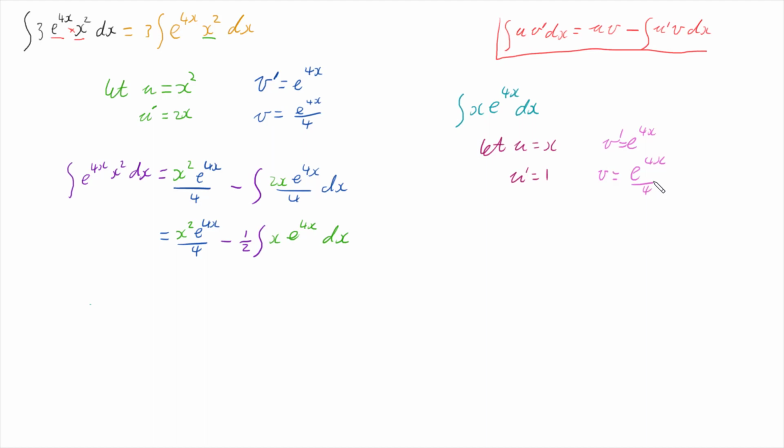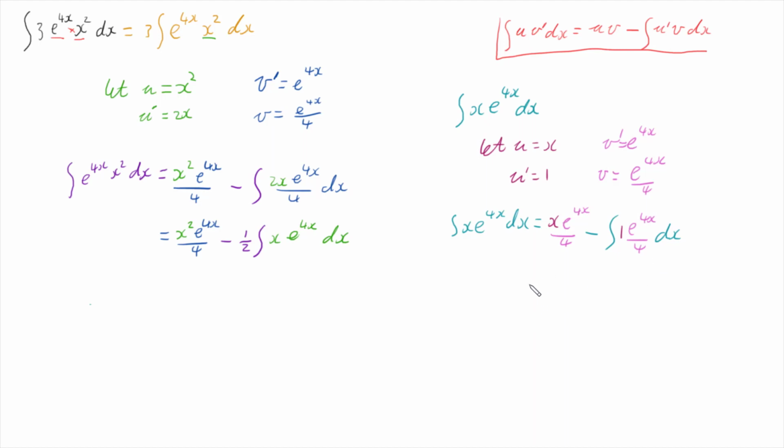So now our integral of x e to the 4x dx is going to be, following our integration by parts, u, which is x, times v, e to the 4x on 4, minus the integral of u dash, which we have as 1, times v, e to the 4x on 4 with respect to x. And this I can do. I can do this integral because it's just e to the 4x on 4.